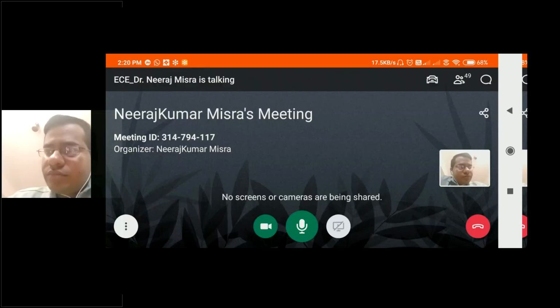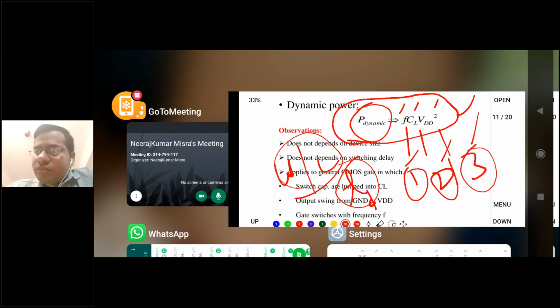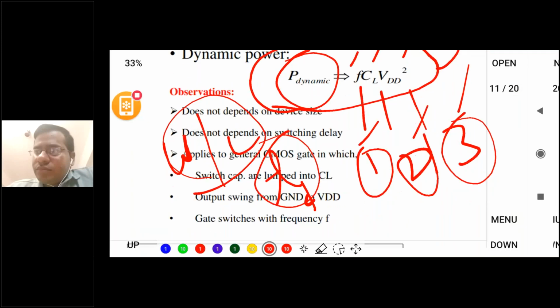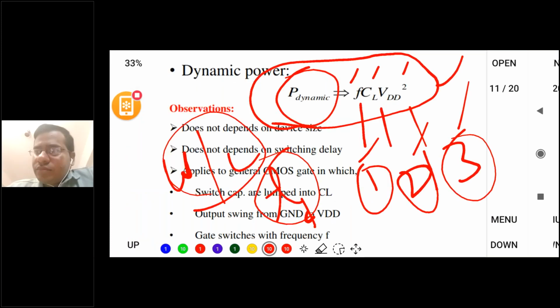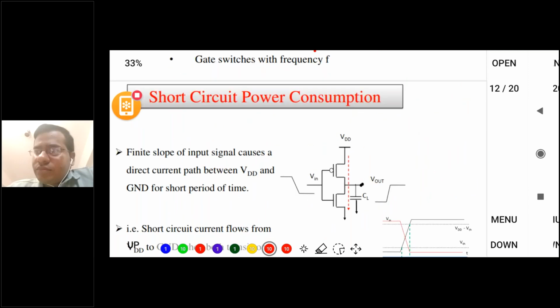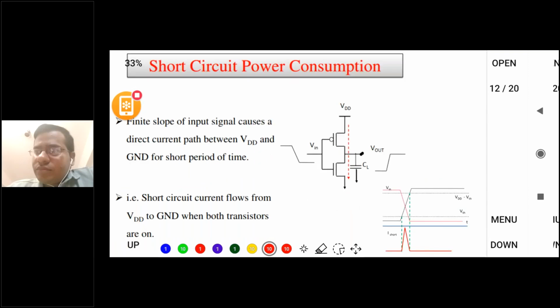Okay, so now we go for some. Just as I discussed, time is there, only 5 minutes. I will come to the short circuit power dissipation. So now today you understand what is the static power dissipation and what is the dynamic power dissipation. Some formulas you also understand, some mathematical formulas or modeling approach. Now we just discuss what is short circuit power dissipation.